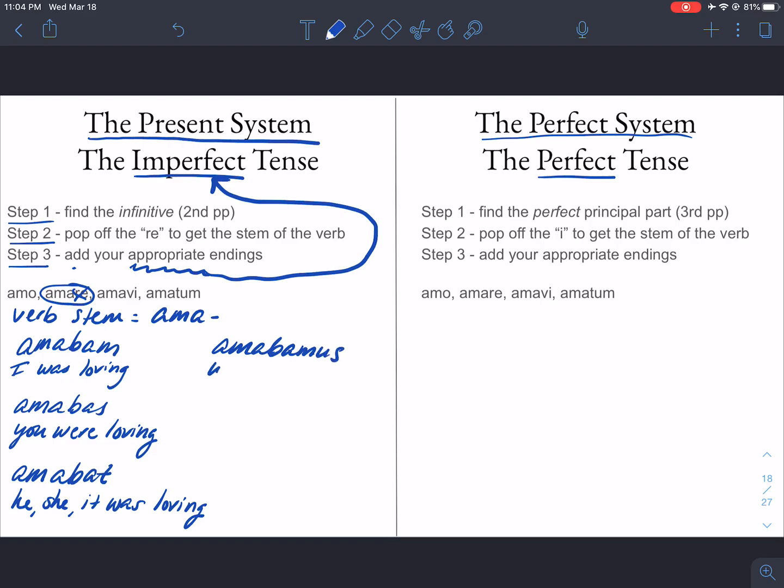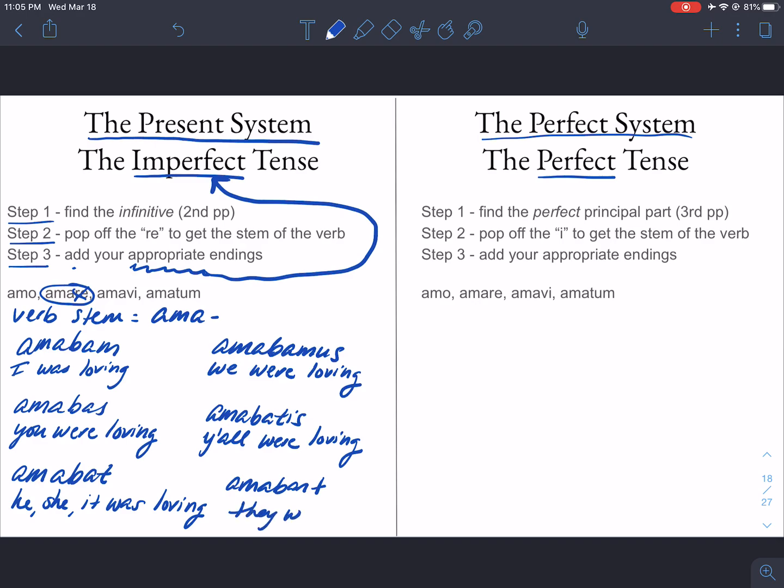Amabamus, we were loving. Amabatis, y'all were loving. And amabant, they were loving. Okay, so we've just conjugated the verb in the imperfect tense.